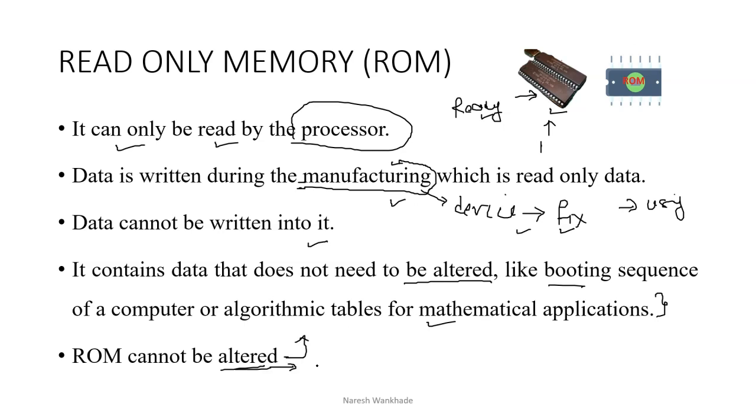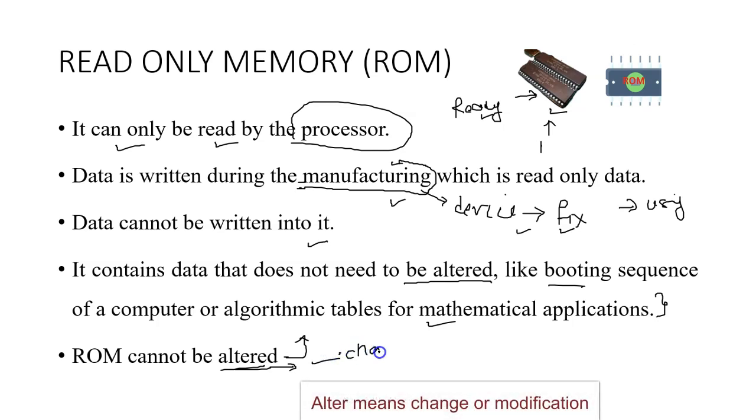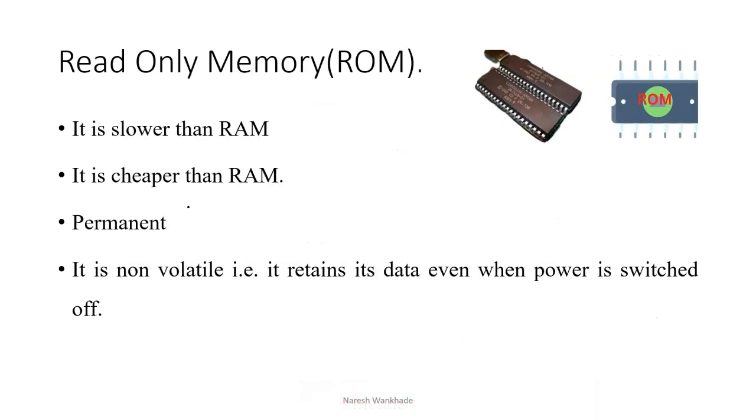The memory in which data has been written cannot be altered. Altered in the sense that there is no modification or change; that is the alteration. This read-only memory is slower than the random access memory. हम comparison में देखने वाले हैं. At the time of manufacturing, data is stored, and as far as RAM is concerned, we can read or write data to RAM at any time.